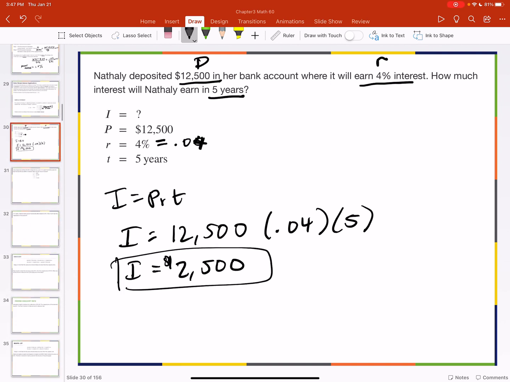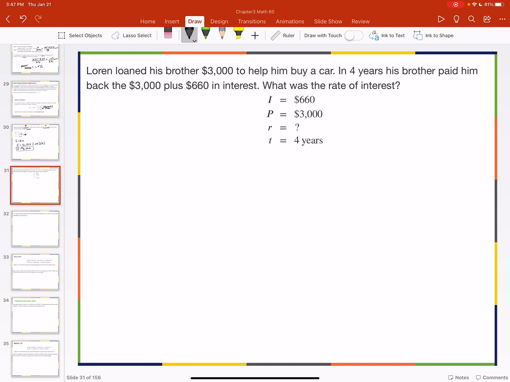All right, let's do another one. Lauren loaned his brother $3,000 to help him buy a car. In 4 years, his brother paid him back the $3,000 plus $660 in interest. What was the rate of interest?